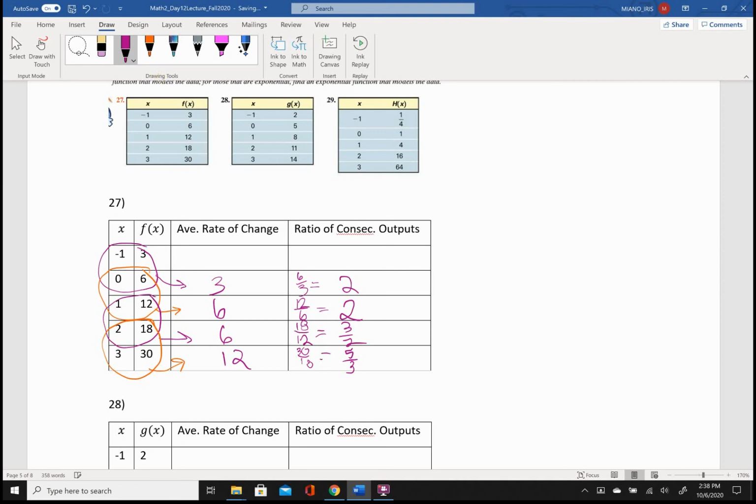Okay, great. So notice that the average rate of change is not constant. So in this regard, it's not linear. And since you notice that the consecutive outputs ratio is not constant either, it's not exponential.